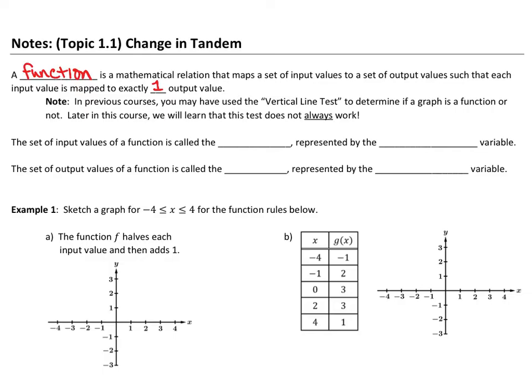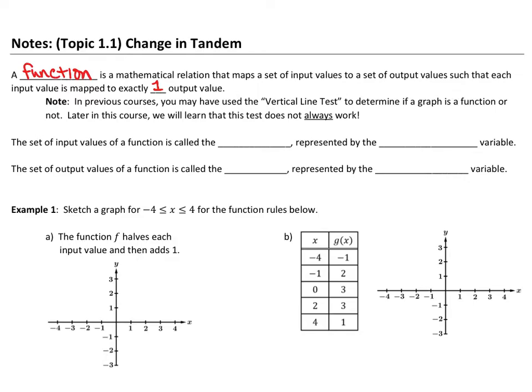However, when you were in other classes, you probably used what was called the vertical line test to test if something is a function. That will work for a lot of what we'll do in this class, but sometimes it won't, because we're going to be learning about more complicated formulas where the vertical line test does not work. But for the most part and for right now, we can still use the vertical line test to determine if something is a function.